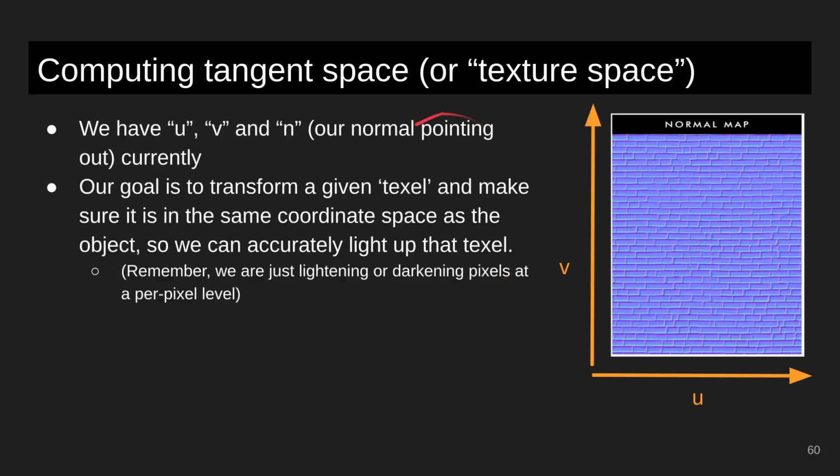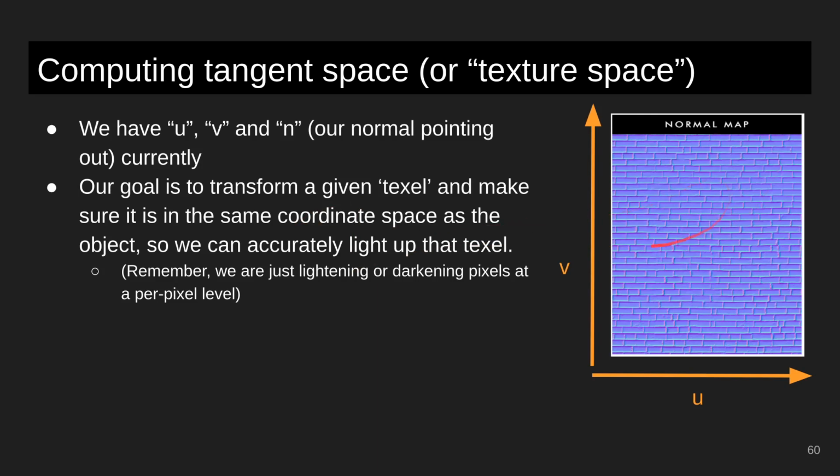Okay, so let's just focus on this tangent space for now. We've talked about the others and how to compute tangent space. Remember again, we've talked about texture maps also being UV maps. So sometimes we use the terms U for the x-axis and V for the y-axis, and then N for our normal pointing out. That's the blue value, I guess. So R, G, and B here. So again, our goal is just to transform a given texel, so just one of these texels for each one in the image, to make sure that it's in the same coordinate space as the object.